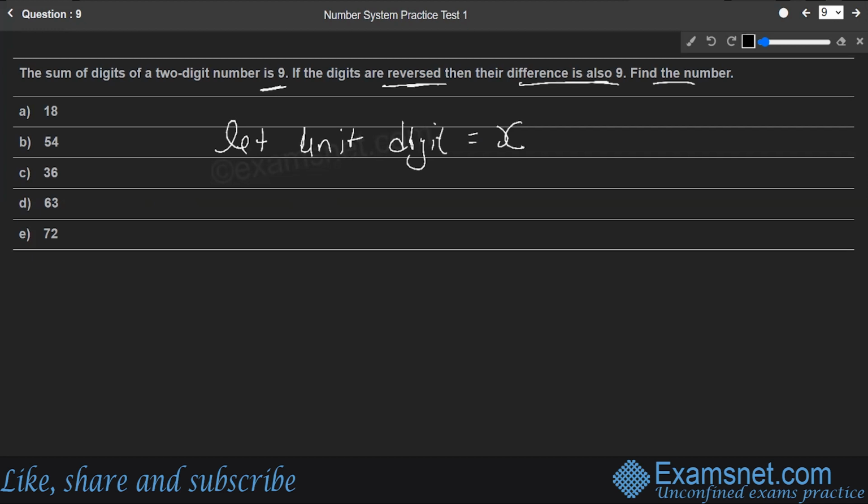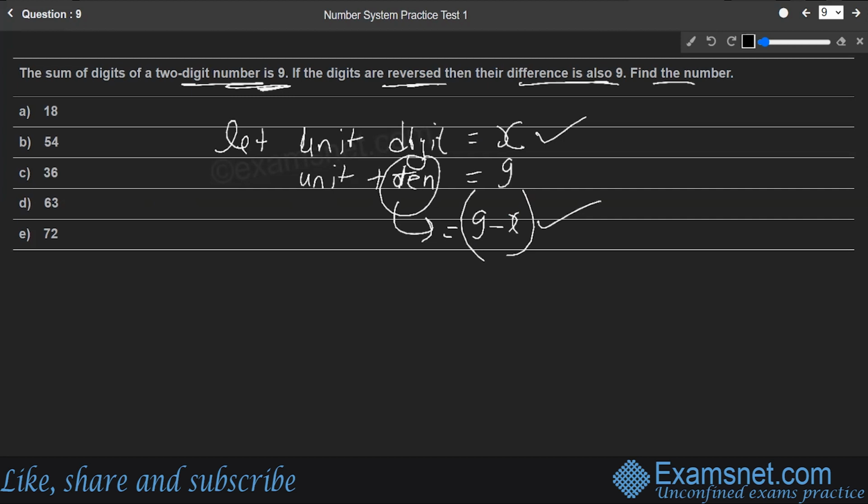Now, the condition given is that the sum of digits of the two-digit number is 9. So the unit digit plus the tens digit is 9. Clearly the tens digit is nothing but 9 minus x. Unit digit is x and tens digit is 9 minus x. This is what we can understand.